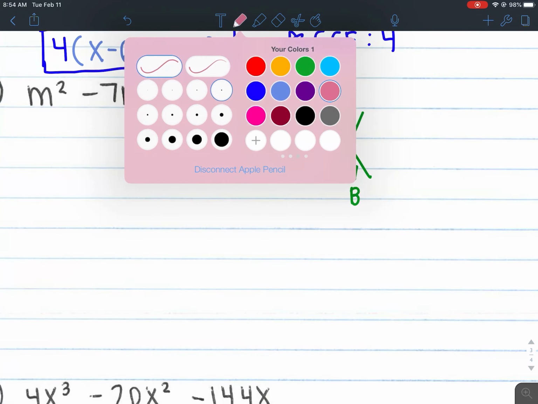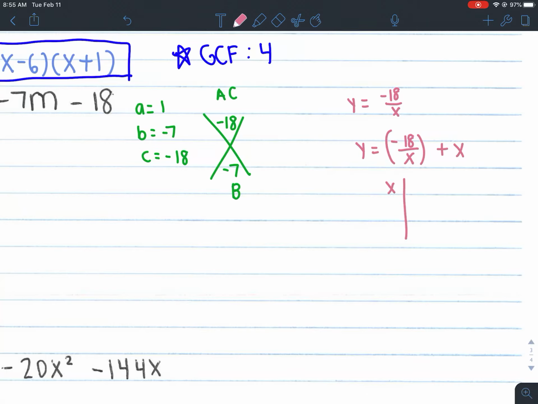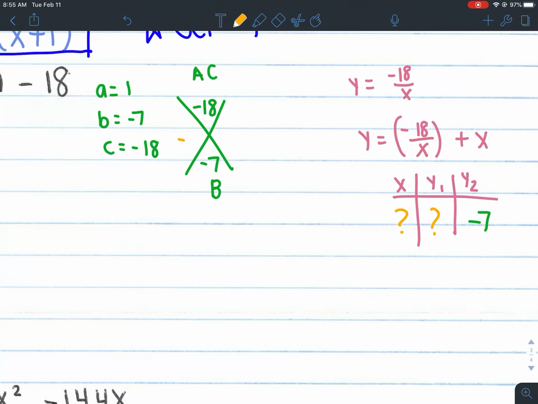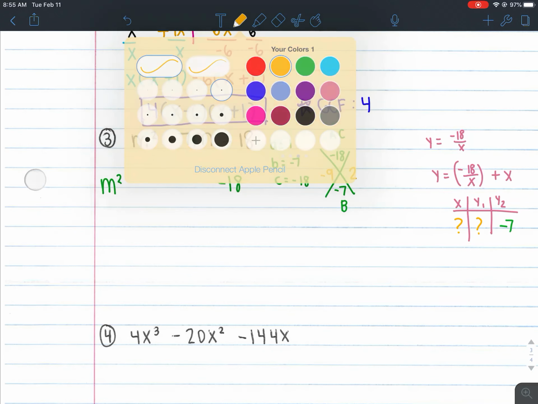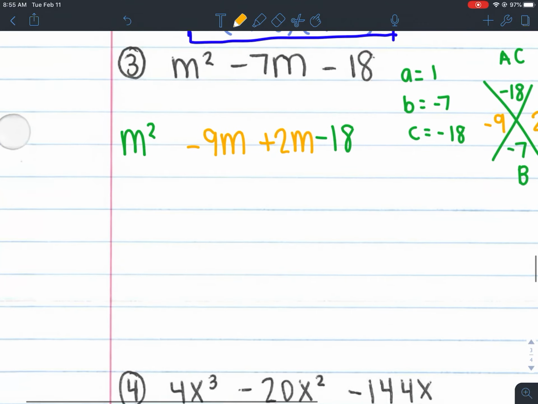You're looking for your 2 magic numbers, so in this case, you want to make sure you're typing in y equals negative 18 over x, and y equals negative 18 over x in parentheses plus x. You're looking in your table for negative 7 in this column to find those 2 magic numbers. So that would be a negative 9 and positive 2. So we're going to have m squared and then negative 18, and we're going to have negative 9m plus 2m.